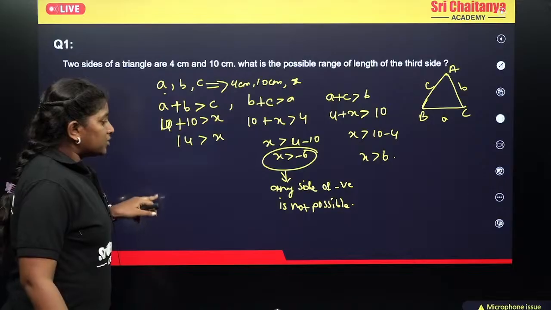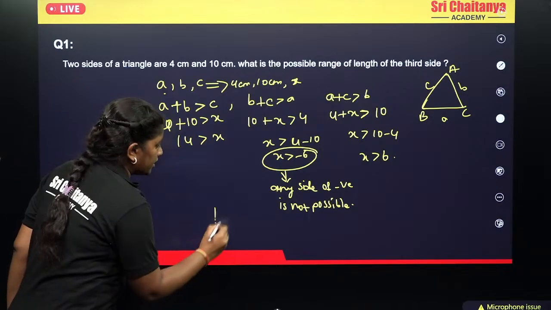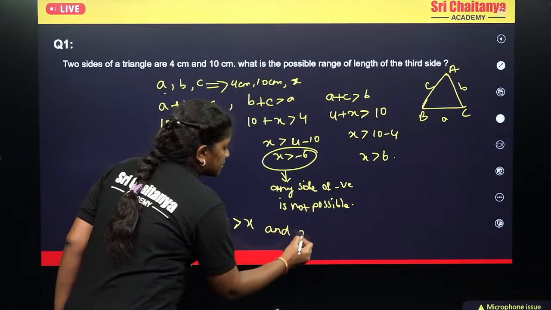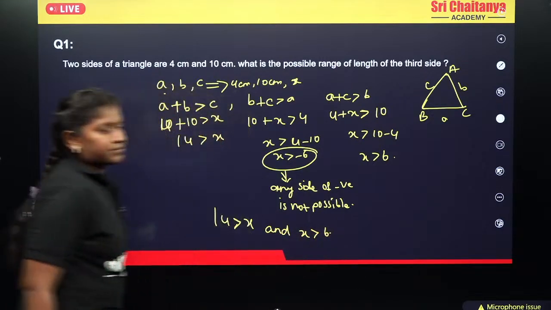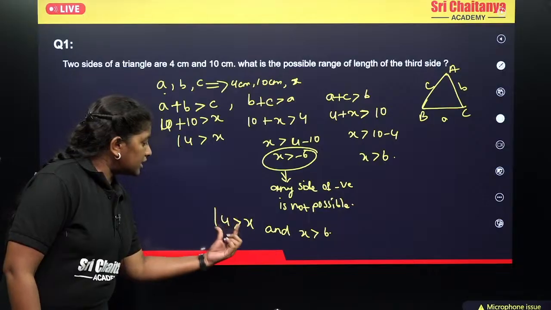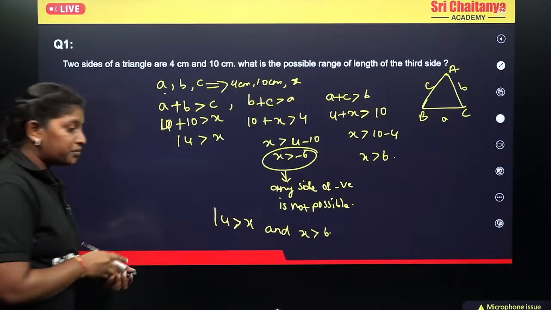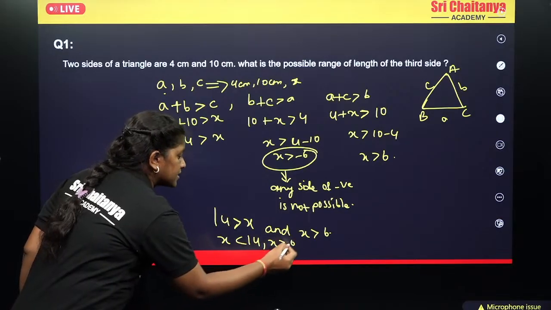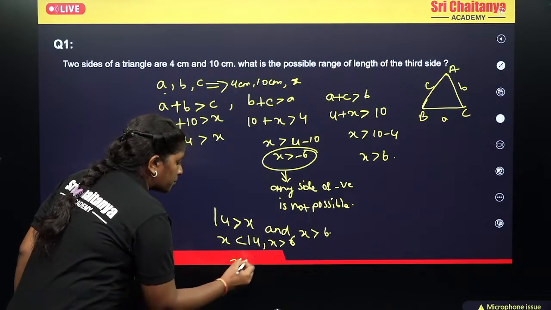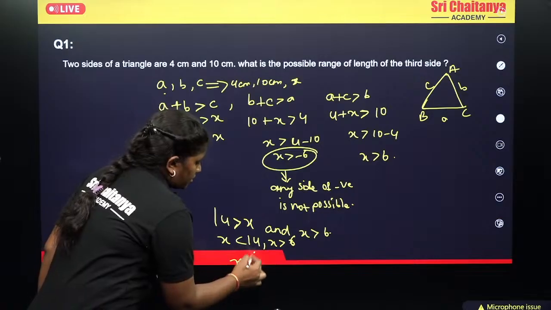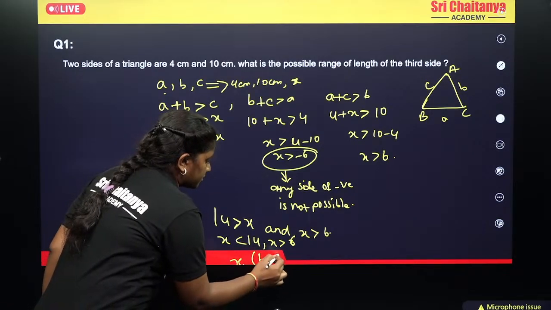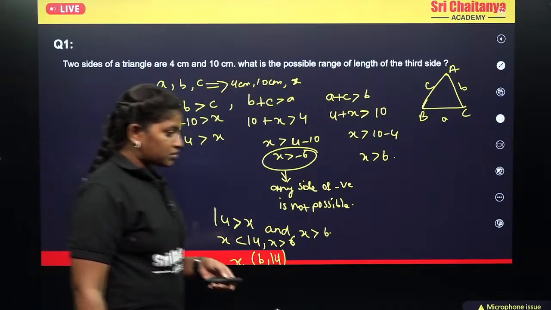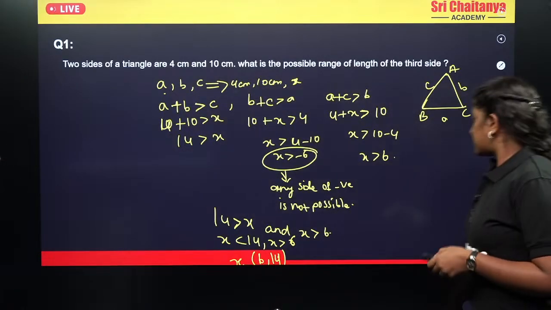Okay, now take the two conditions which are 14 greater than x, and next we are having x greater than 6. Now if you observe here clearly, 14 is greater than x. So from there what we will get? We will get x is less than 14 and x is greater than 6. So now the possible values of x will be in the range 6 comma 14. Okay, yes. So this is how we are going to present. Moving to the next.